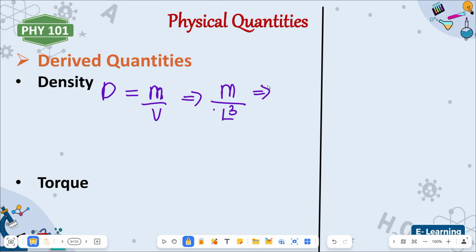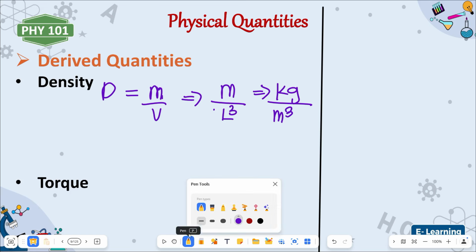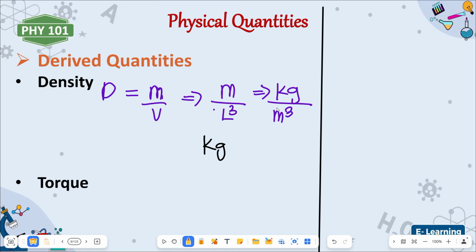Now, what is the SI unit of mass? Of course, we said it's kg. What's the SI unit of L? Length is m to the power of 3. All right? So at the end of the day, what we are going to get will be kg. What did I say if this one crosses up? Think. What did you say it will now become? It will become m to the power of minus 3. Exactly. So this is the SI unit of density. All right.